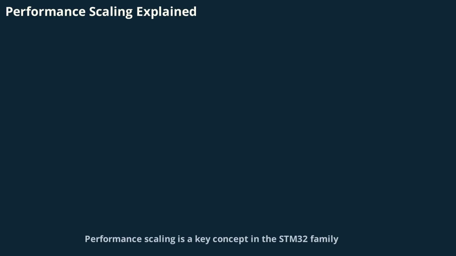Performance scaling is a key concept in the STM32 family. Each series is built around a different ARM Cortex-M core, offering varying clock speeds and feature sets. For example, the STM32F0 uses a Cortex-M0 core running at 48 MHz, ideal for basic tasks. The STM32F4 steps up to Cortex-M4 at 180 MHz, adding DSP and floating point support. At the top end, the STM32H7 features a dual-core Cortex-M7 running up to 480 MHz, perfect for demanding applications. Understanding these differences helps you select the right MCU for your project.